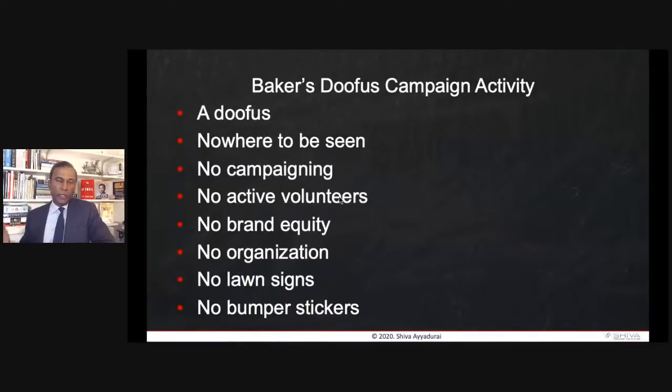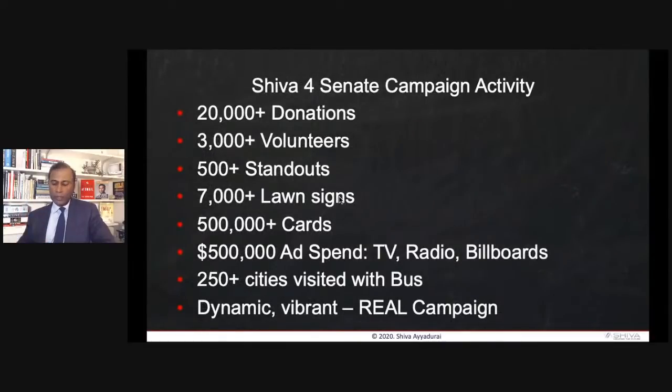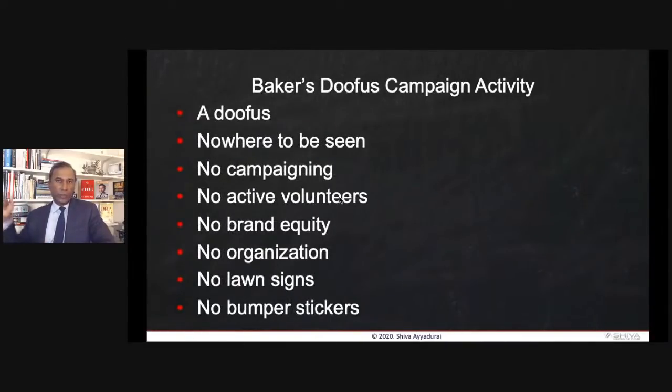So Doofus here was nowhere to be seen. No campaigning, no active volunteers, no brand equity, no organizations, no lawn signs, no bumper stickers. Okay? Compare the difference. We were working people who worked. This guy was an elite, supported by the governor. By all accounts, we've heard he's been given a judgeship. That's what they do to lose to the Democrat.